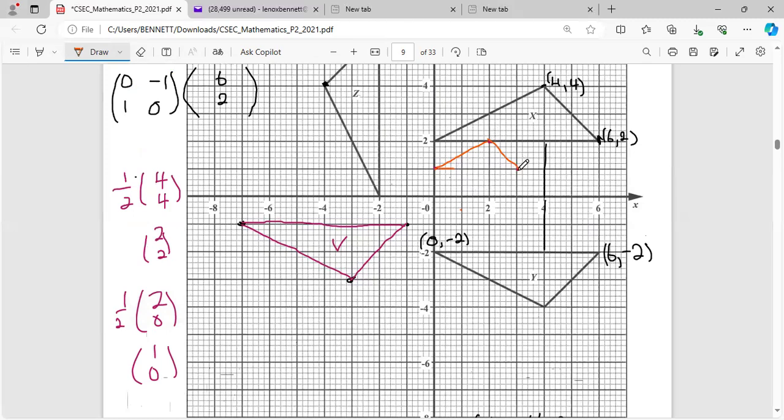One of the things you can do to check it, you check the size, right? So this is 1, 2, 3 units. That means this should be 6 units. 1, 2, 3, 4, 5, 6. Yeah. So you check if it's correct. So it is indeed correct.